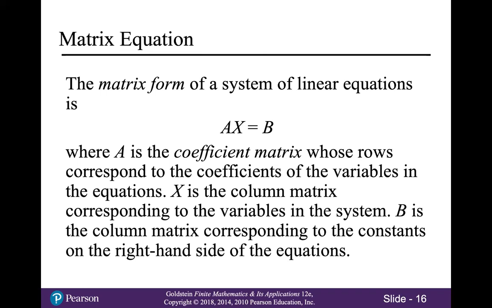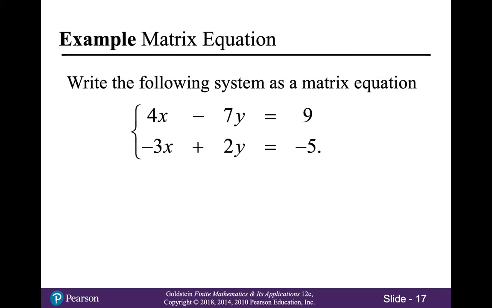The matrix form of a system of linear equations is AX equals B, where A is the coefficient matrix whose rows correspond to the coefficients of the variables in the equations. X is the column matrix corresponding to the variables in the system. And B is the column matrix corresponding to the constants on the right-hand side of the equations.